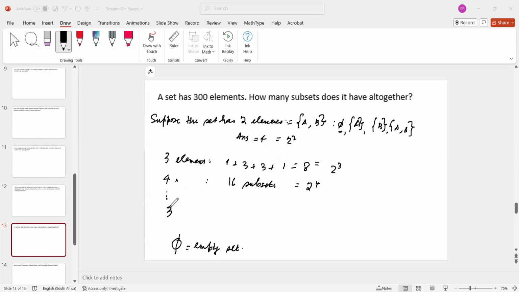So if you've got 300 elements, the answer is 2 to the power of 300 subsets. It's an extremely large number, 2 to the power of 300. And that is the answer to the problem. How many subsets does it have altogether?